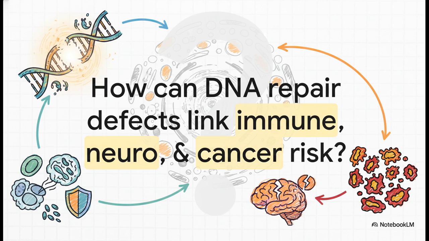So, we've seen again and again how a single gene defect can link totally different body systems. But here's a final question to leave you with. Think about this. What single underlying cellular process could possibly connect a broken immune system, a progressive neurological disease, and a high risk for cancer all in the same person? It makes you realize that sometimes the answers lie at a much deeper level than just the organ systems we study.